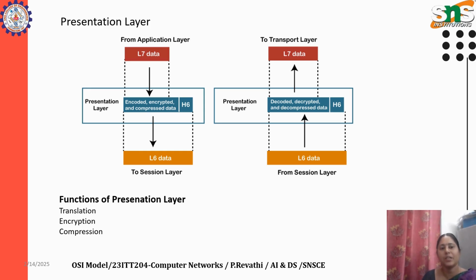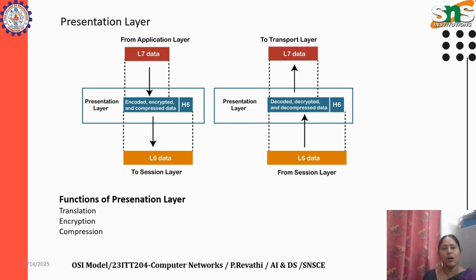Encryption. Encryption is needed to maintain privacy. Encryption is a process of converting the sender's transmitted information into another form and sending the resulting message over the network. And next one is compression. Data compression is a process of compressing the data. It reduces the number of bits to be transmitted. Data compression is very important in multimedia such as text, audio, and video.